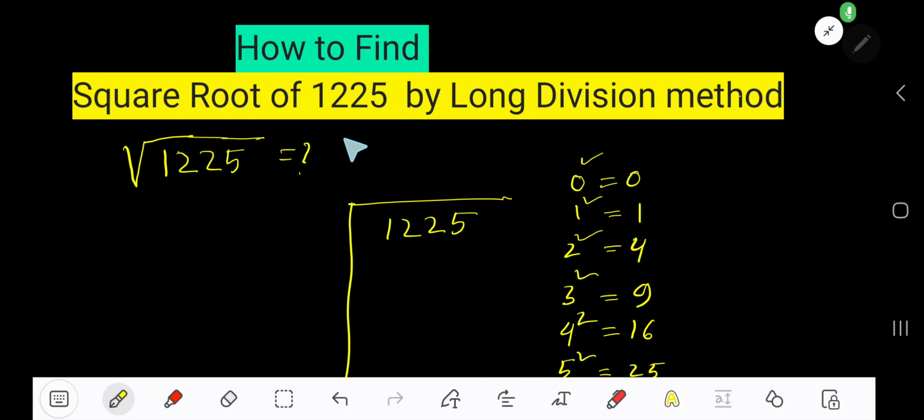How to find the square root of 1225 by the long division method. First, make pairs from the right-hand side to the left-hand side. This is the first pair, this is the second pair. Okay, consider the second pair.